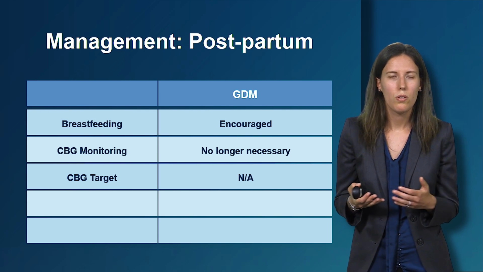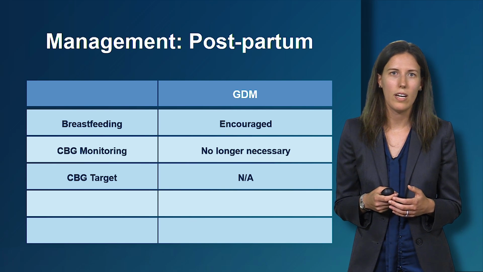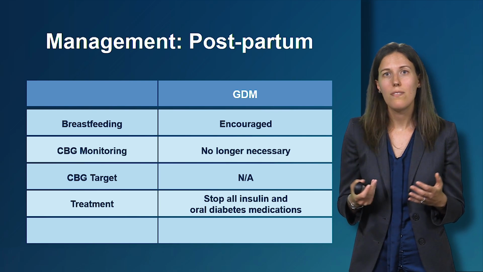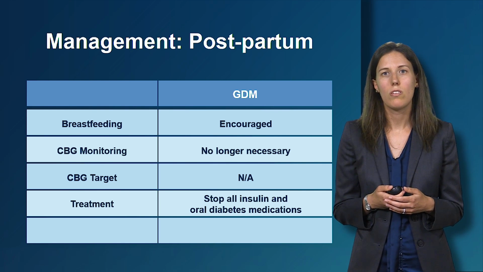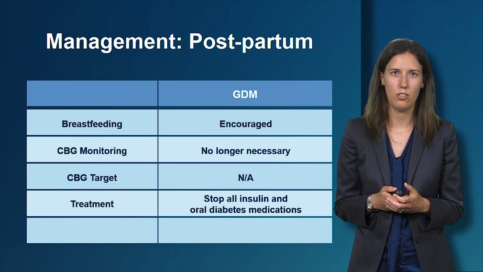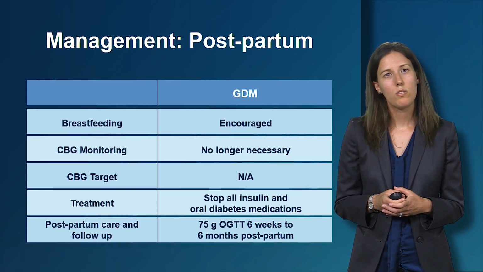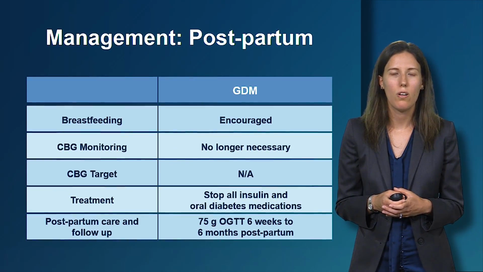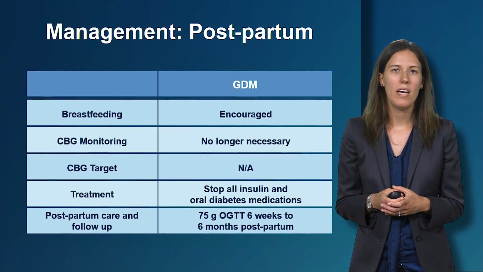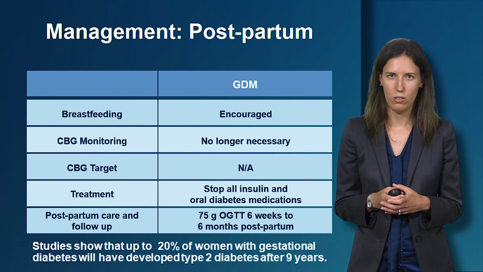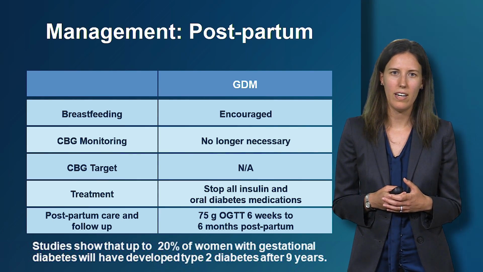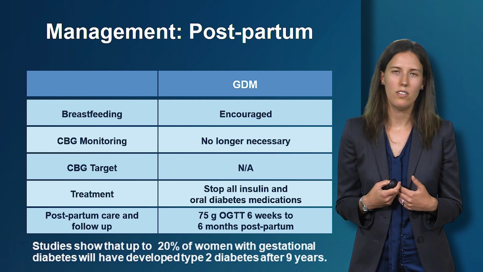There's no capillary blood glucose targets postpartum for gestational diabetes, as they no longer need to check. There's no further treatment needed postpartum, and all insulin and oral diabetes medications that were started in pregnancy are stopped postpartum for gestational diabetes. And what's most important is postpartum care and follow-up, with a discussion that there is an increased risk of type 2 diabetes, and to screen with a 75-gram oral glucose tolerance test 6 weeks to 6 months postpartum, and discuss healthy lifestyle factors including diet, weight, as well as exercise.